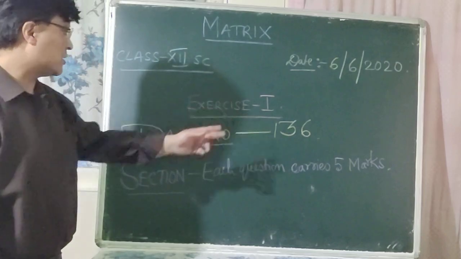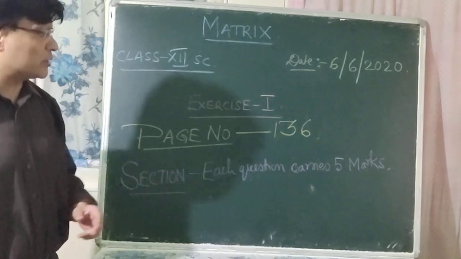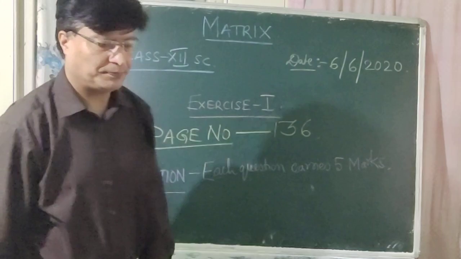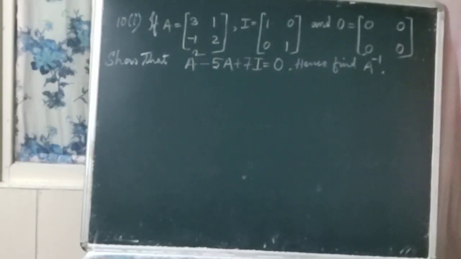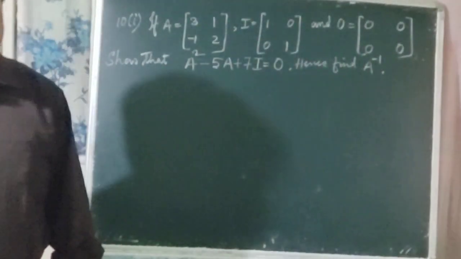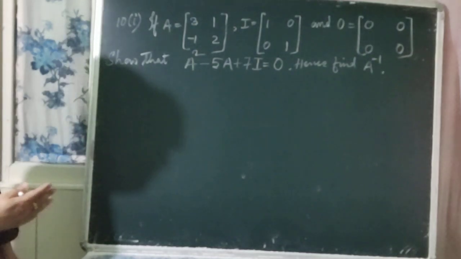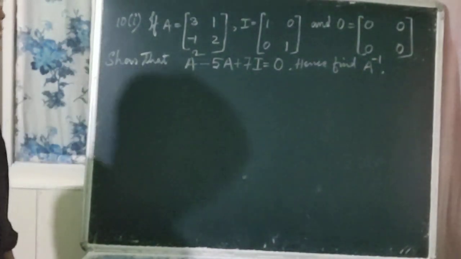So now we will do from exercise 1, page number 136. And the section is, each question carries 5 marks. Now, let's do the problem now. We will do question number 10, number 1. That is from exercise 1. I already told you that this is page number 136 from the XII book, right?